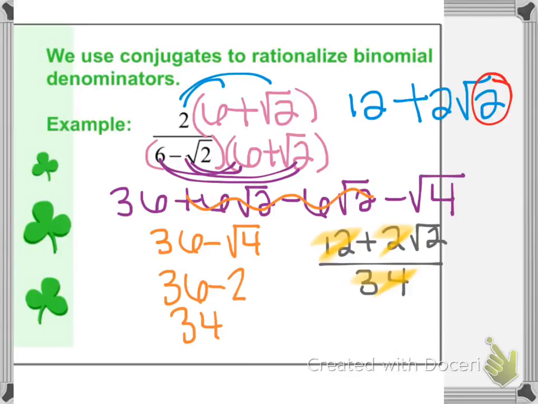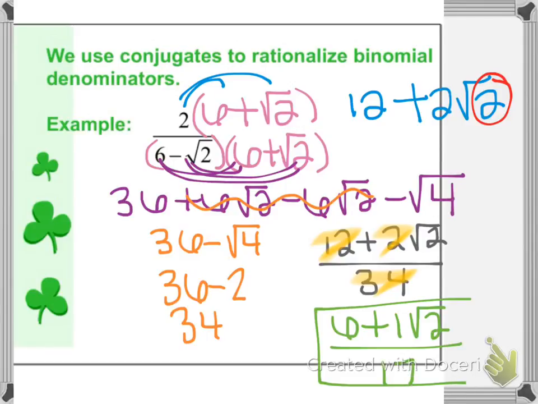12, 2, and 34 are all even, so we can divide them all by 2 to shrink that whole fraction down, leaving me with 6 plus 1 root 2 over 17. Remember, the radical doesn't have the same rules as the other numbers, so even though this was even, I didn't care. All I cared about the 2 inside was that it wasn't divisible by any more perfect squares. Once I knew that, I was done touching it. I couldn't do anything else to it. So I just got to simplify all the numbers on the outside, and that was my final answer.